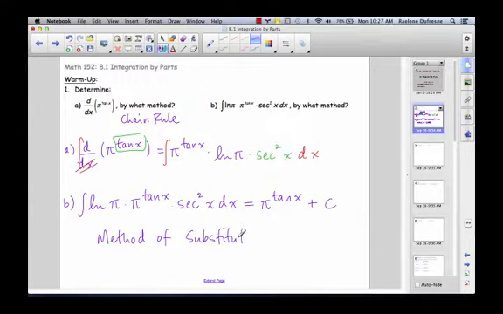Now, if we hadn't just done part A, we would consider letting u equal one of the functions that we see here. We typically want to let u be the inner function. So we would consider u being tangent of x because it's inside the exponentiation function. From now on, we're not going to use u for the method of substitution. We're going to use t because we're going to be using u later on in this lecture.